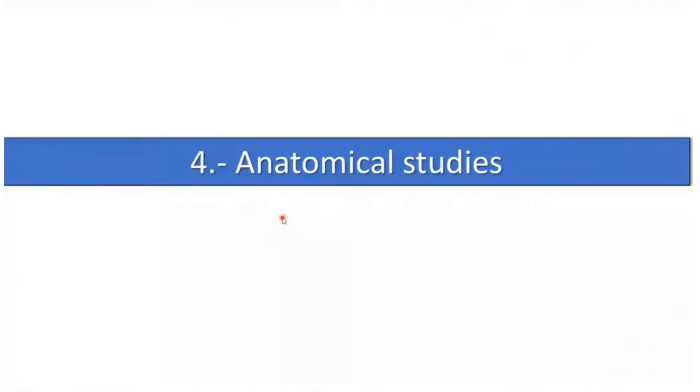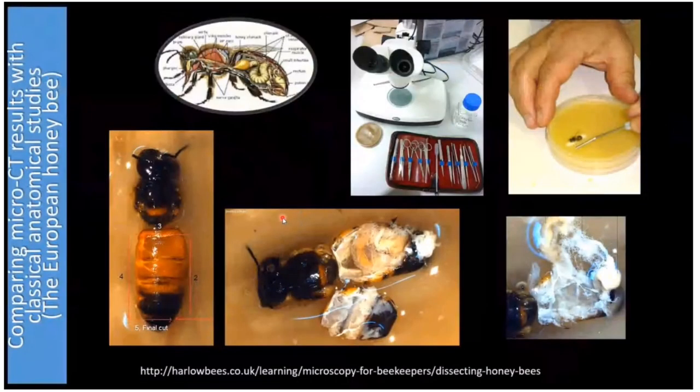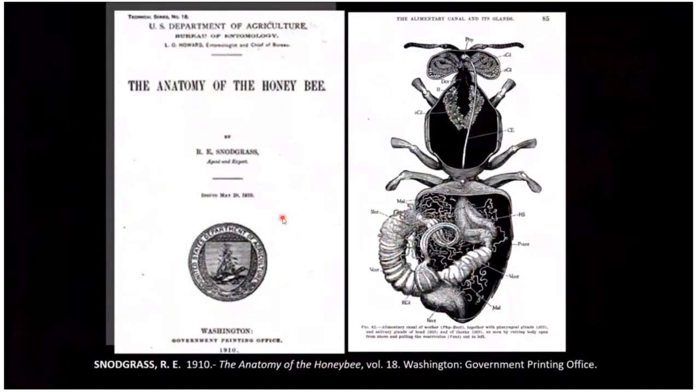Of course, microtomography is very good for anatomical studies. Classically, the anatomy of insects has been done manually. For instance, a classical author is Snodgrass, and he did an incredible book on the anatomy of the honeybee. We decided to compare his study with the European honeybee, to see if the results that we could get with the microCT were comparable to those obtained with classical methods. So look at that.